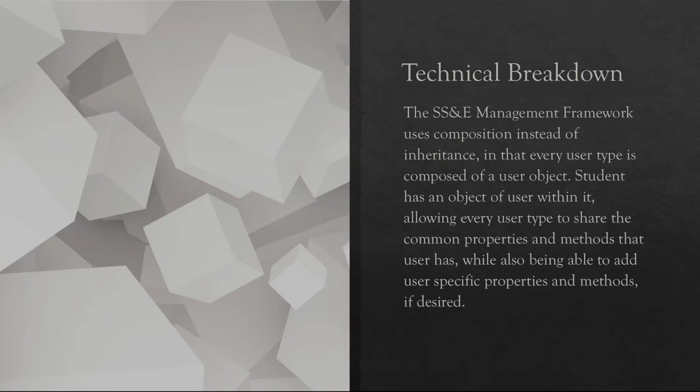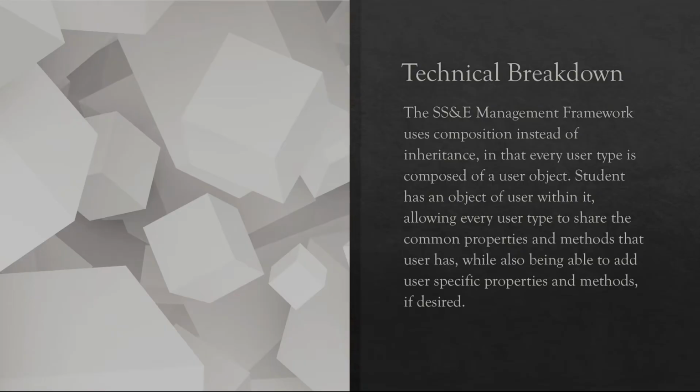So the technical breakdown: the SS&E management framework uses composition instead of inheritance, in that every user type is composed of a user object. Student has an object of user within it, allowing every user type to share the common properties that user has, while also being able to add user-specific properties and methods. So instead of user being the parent class, student is the parent class that contains user.